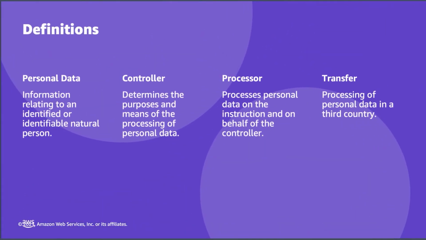So let's just look at some key definitions in relation to data transfer. These are personal data, controller, processor, and transfer. With personal data, we mean information that relates to an identified or identifiable natural person. Controller is the entity or the person that determines the purpose, the means, and also the scope of processing of personal data. And the processor is an entity that processes on behalf and on the instructions of the controller. And finally, what's very relevant for this topic is that a transfer is the processing of personal data in a third country, either by the controller themselves or by the processor.